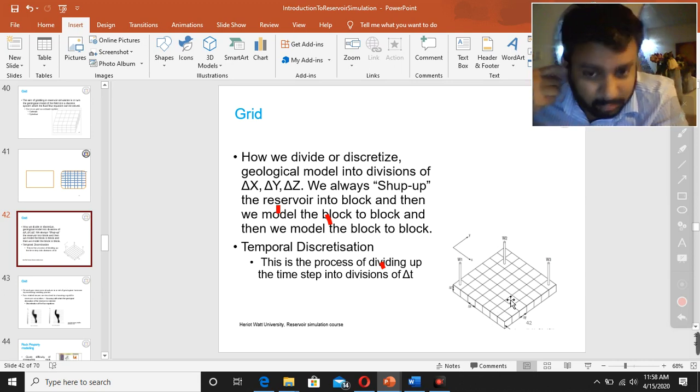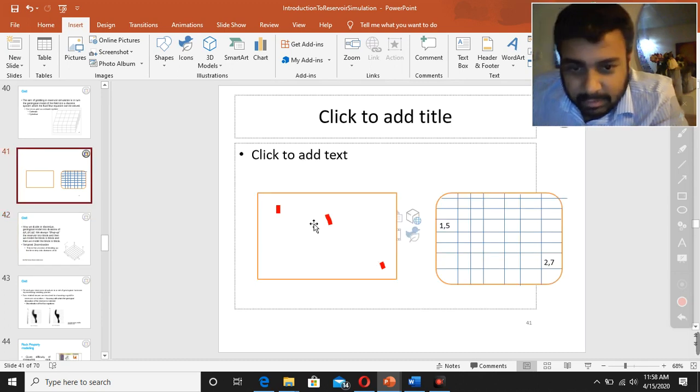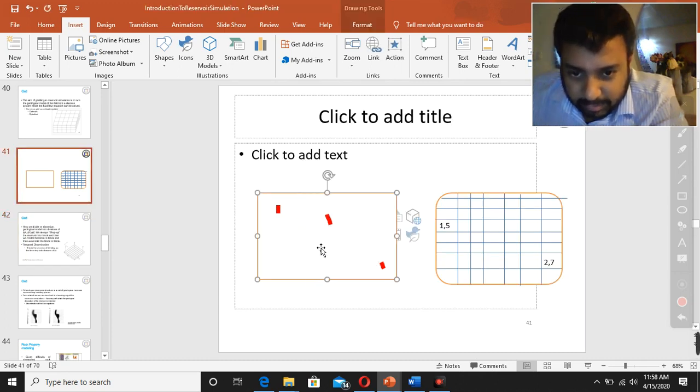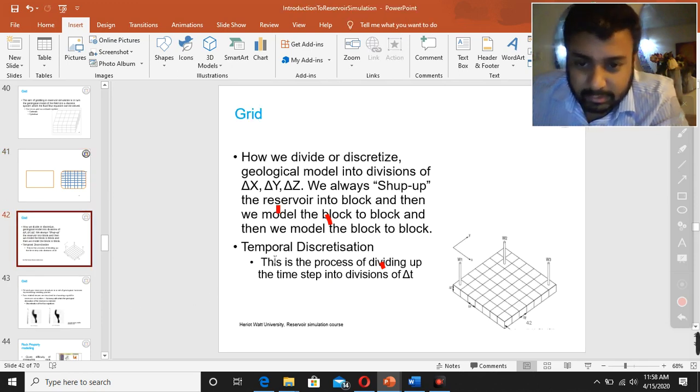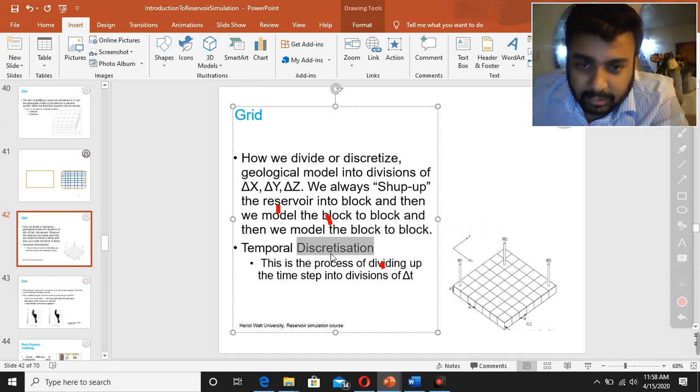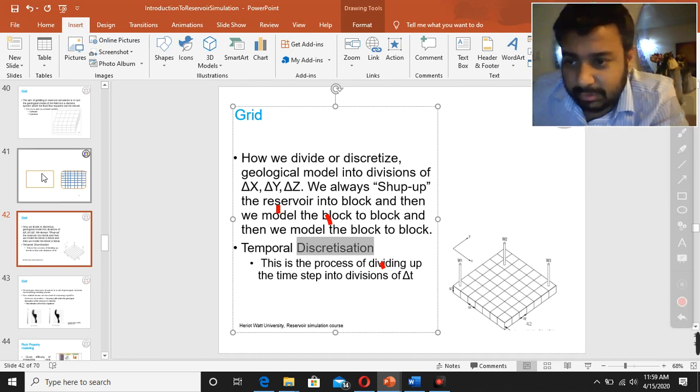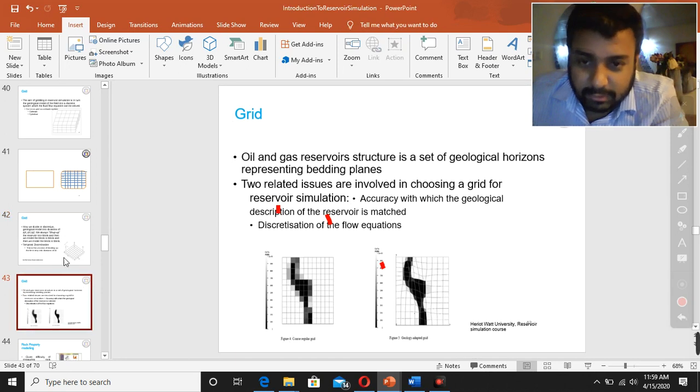Well, this is a very simple model we use just for explanation purposes. But actually in the real model we have thousands of cells and sometimes millions, and the process of converting this big reservoir into these small grid blocks, we call it discretization. Now this discretization process, which is defined as converting the big reservoir into small pieces or small grid blocks, is actually based on two different kinds of discretization.